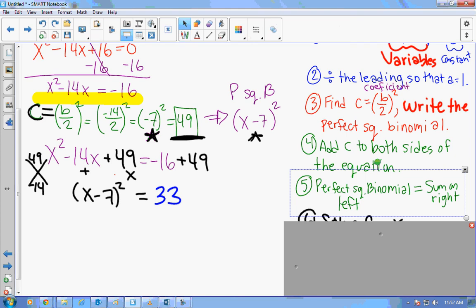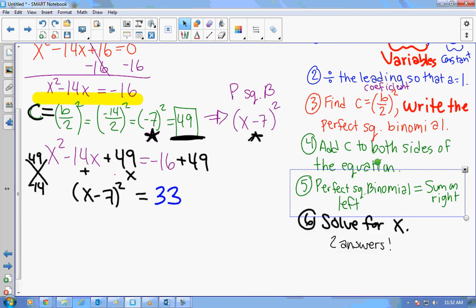That's a nice problem, because the last step is right here. Now we can solve for X. We need to make sure we're getting two answers. Okay. We need to put equals 33 on the right-hand side. Okay, just like these problems, practice problems we did on the board over here. How do we solve for X?